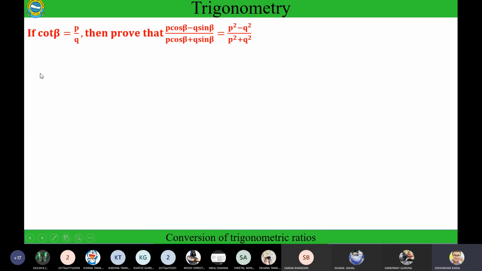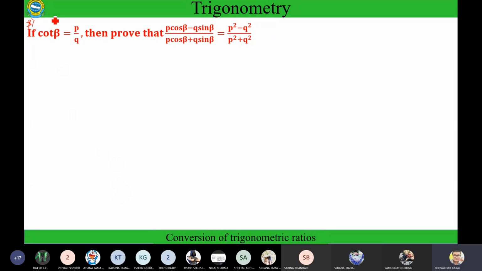Okay, write this question. If cot beta is equal to p by q, I think this question is... which question is this? Question number 7 or 8? Question number is not mentioned here. The earlier question was question number 7, I think. No, sorry, 6. If it was 6, then this is 7.